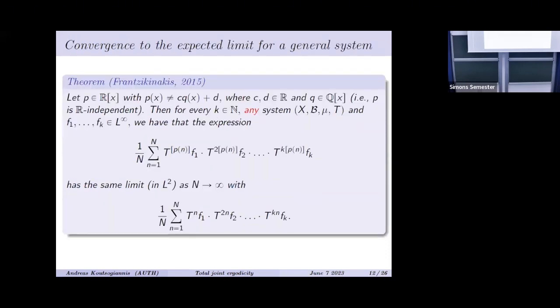Another result by Nikos, he proved this as an intermediate result to obtain something in the Hardy field setting, is that, pick your favorite R-independent polynomial. This means that your polynomial cannot be written as a constant multiple of a rational polynomial plus a constant. Then for any k and any system, this is super important for us, because if you can have a good convergence for any system, you can get all sorts of applications. And bounded functions f_1 up to f_k, you have that this expression, where it looks like the Fürstenberg expression but instead of n you have the floor value of p(n), has exactly the same limit as the Fürstenberg expression. And so now, of course, you can obtain a refinement of Szemerédi's theorem, and instead of having arithmetic progressions with step n, now you pick your favorite polynomial that satisfies this, and you can have a step of floor value of p(n) for some n.